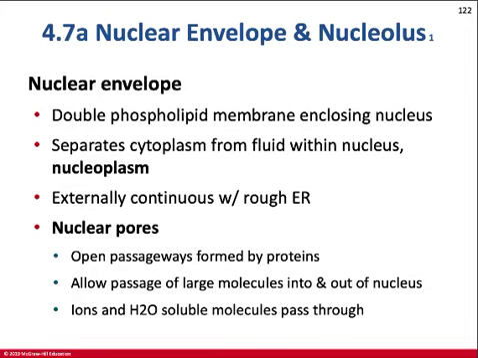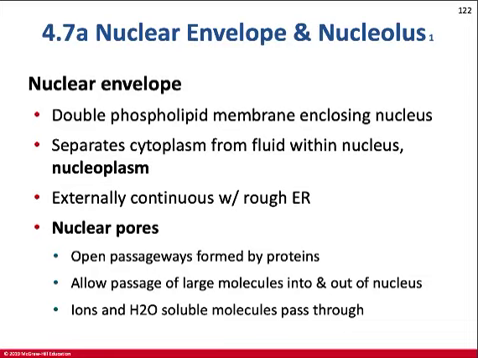The structures of the nuclear envelope and the nucleolus. The nuclear envelope is a double phospholipid bilayer. The outer phospholipid bilayer is continuous with the rough endoplasmic reticulum, while the inner phospholipid bilayer is attached to scaffolding proteins that maintain the shape and the integrity of the chromatin. Okay? Nuclear pores are just large tunnels through the nuclear membrane that allow the movement of big molecules either into or out of the nucleus.